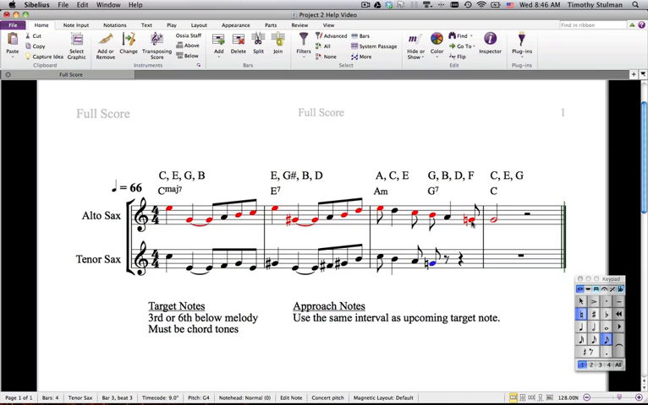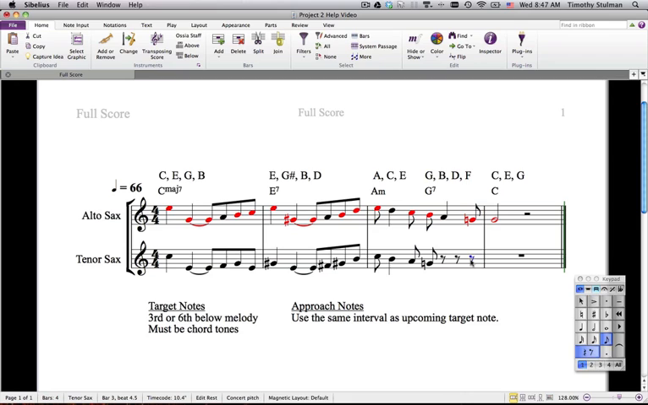Now for the last target note in the measure. A third below would be E. A sixth below would be B. B is a chord tone and E is not, so initially it looks like B will be our best choice. However, I'm going to leave them both there for now, and I'll show you why in a moment. If I harmonize this G at a third below, I'll have E, and a sixth below, I'll have B. E is a chord tone and B is not, and so we will use the E.